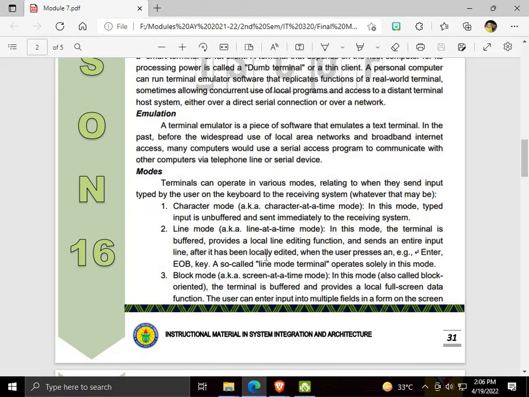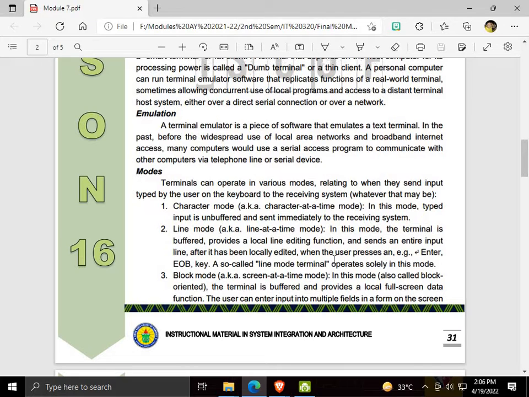So for example, your text message. That is an example of a character mode. When you speak about line mode, this is also called the line-at-a-time mode. For this mode, the terminal is buffered and provides a local line editing function, and sends an entire input line after it has been locally edited.